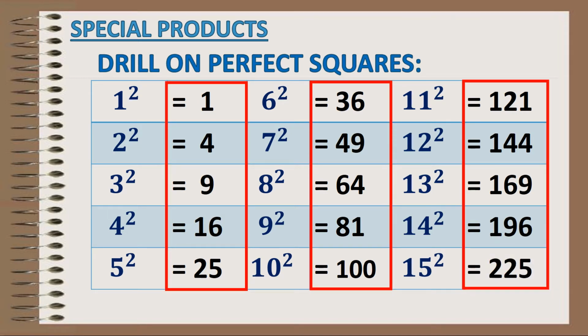Let us not forget our perfect squares. We have 1, 4, 9, 16, 25, 36, 49, 64, 81, 100, 121, 144, 169, 196, 225. They are very useful in your square of binomials.